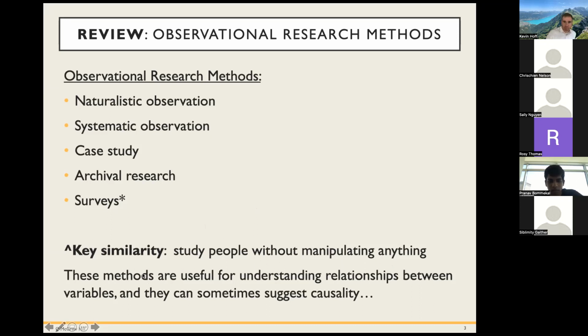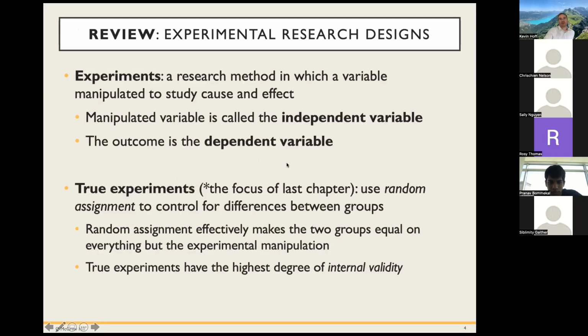So this is relevant to that question on the writing assignment that we talked about. Basically, if the article that you review is one of these research methods or a combination of them, it's not going to be enough alone to infer causality. It can suggest it, like I said. But to test causality, we have to set up an experiment. And so experiments, again, are research methods in which there's a manipulated variable, and we manipulate that variable to study its cause and effect. So whether or not changes in one variable lead to changes in another variable.